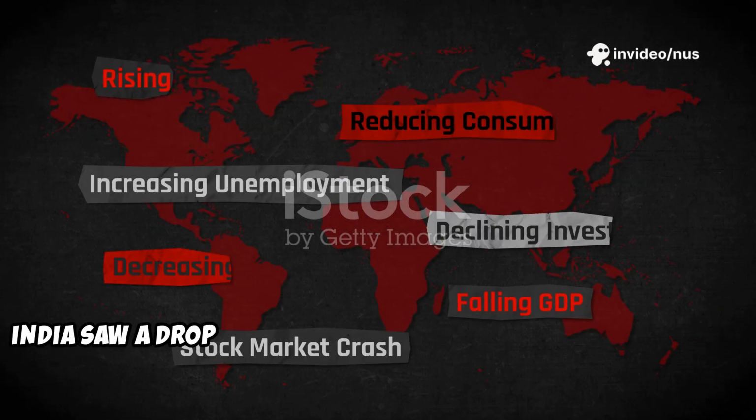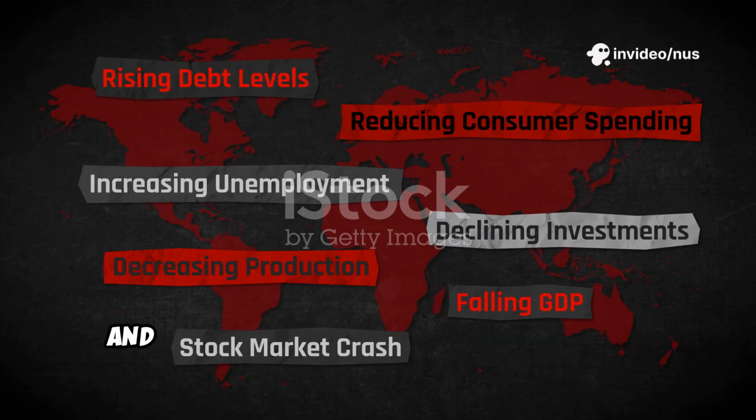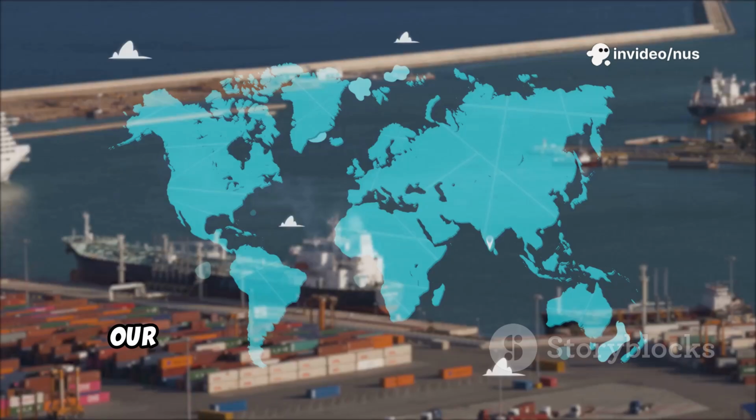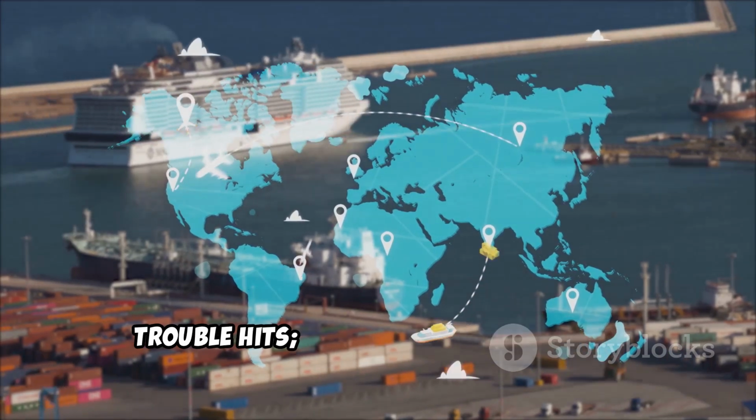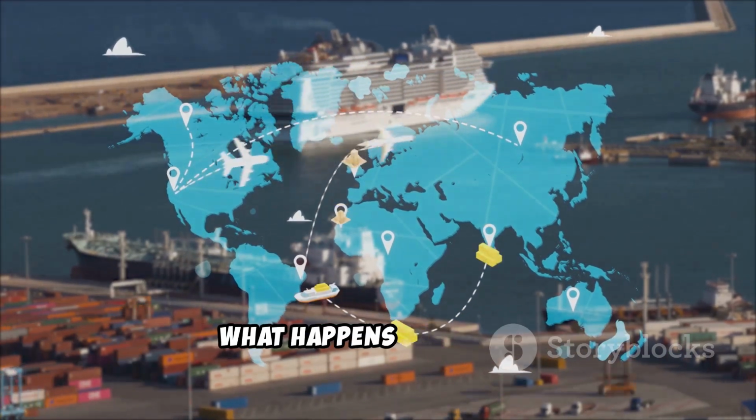China and India saw a drop in investments and rising unemployment, and Singapore went into recession as well. Our reliance on the global economy means we can't simply cut ourselves off when trouble hits. We're affected no matter what happens elsewhere.